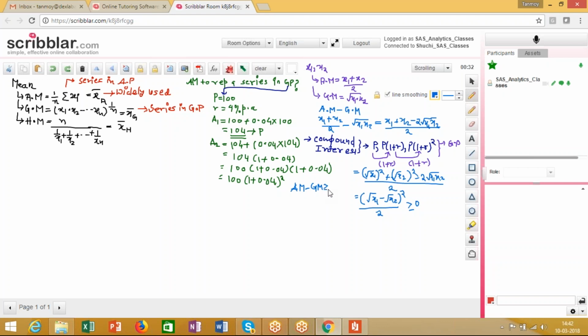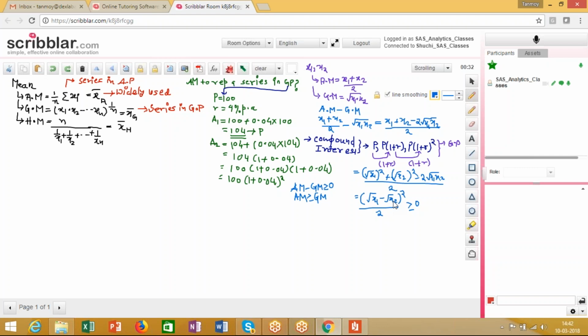That is, AM is greater than or equal to GM, and the equality will hold only if x1 and x2 are the same values. So if x1 is equal to x2, then this holds with equality, else AM is greater than GM.